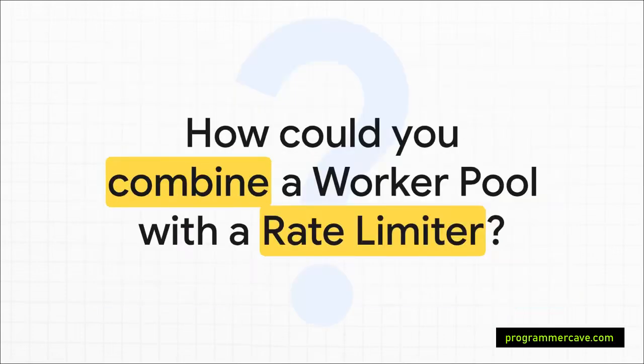So there you have it. But I'll leave you with one final thought to chew on. These tools aren't mutually exclusive. So how could you combine them? What if you had a worker pool, but inside each worker, you placed a rate limiter? That would control how many API calls you're making in total, and how fast each individual worker is making them. The real magic happens when you start putting these powerful ideas together.